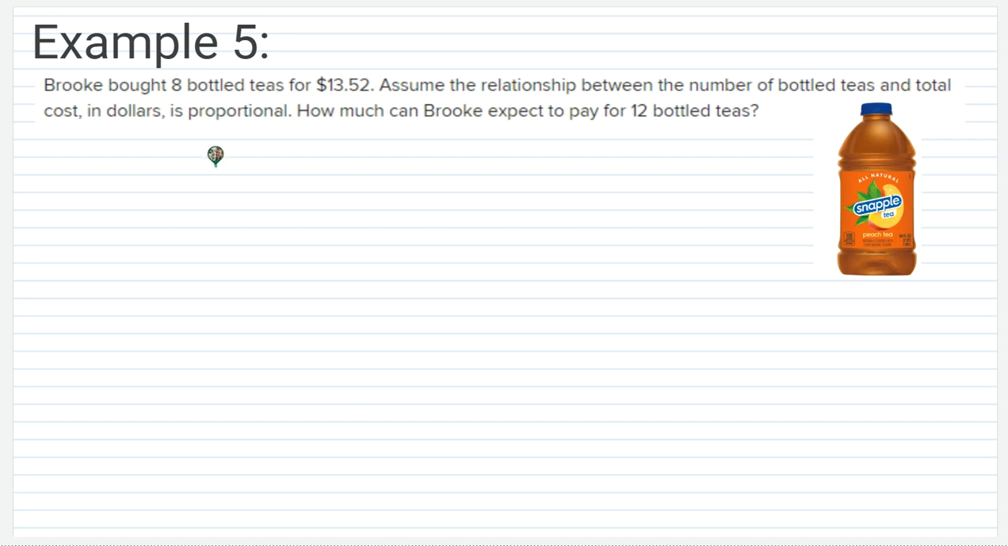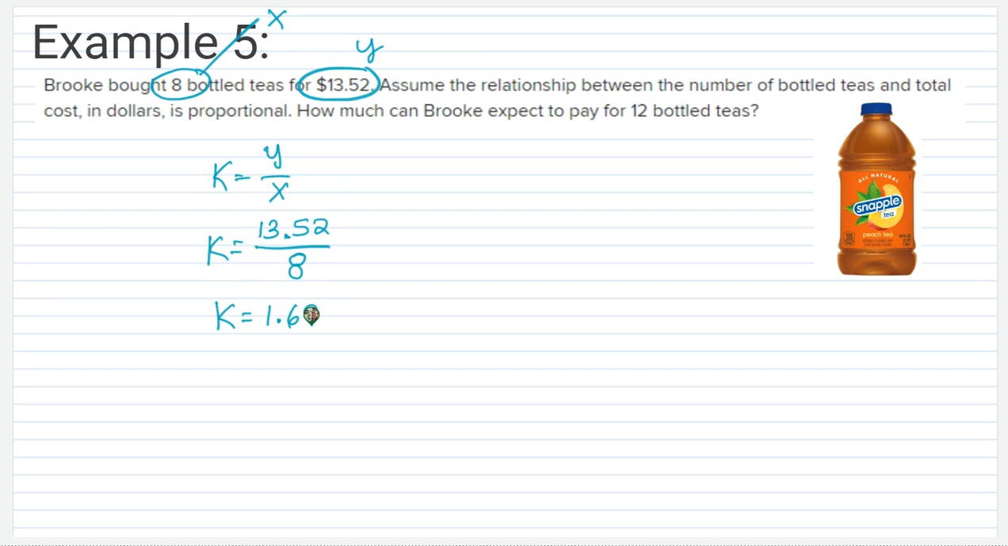So again, I need to find our K value, our constant of proportionality, first by writing the ratio of Y to X. So I'm going to let Y be my cost, and then the number of bottles of iced tea will be X. So this is going to turn into 13.52 over 8. And then we'll just simplify that out by dividing to find that we get a unit rate of 1.69. So $1.69 per bottled tea.